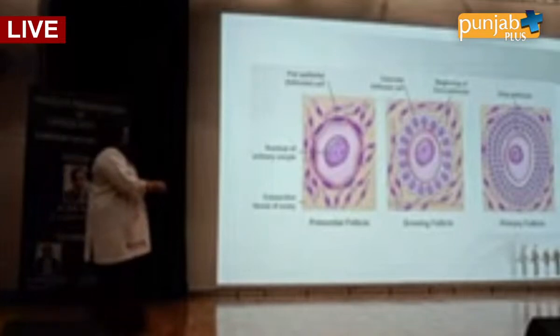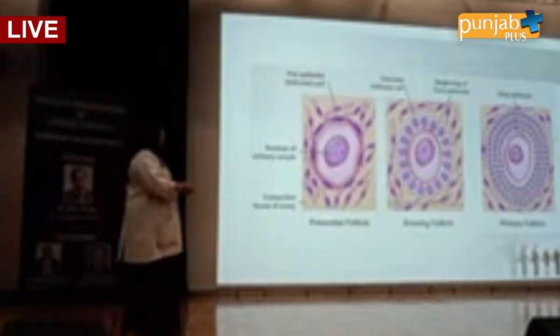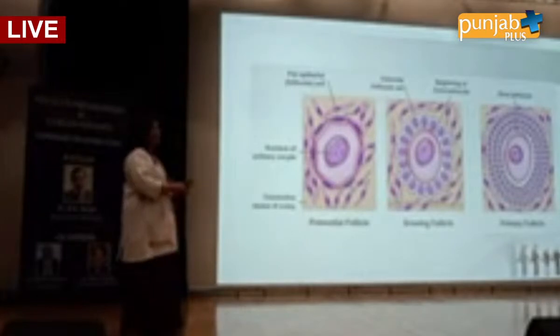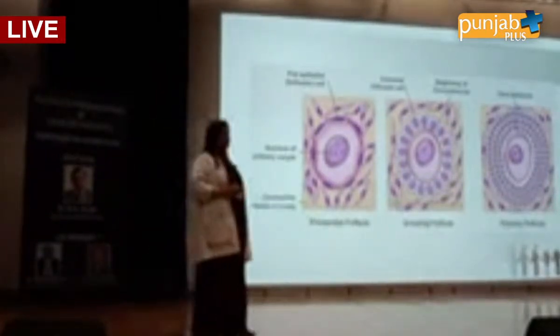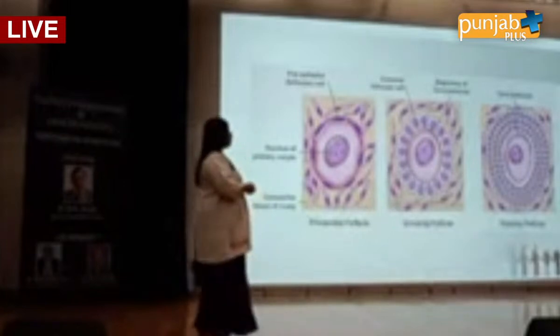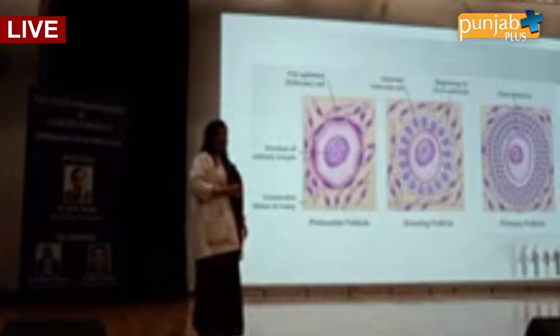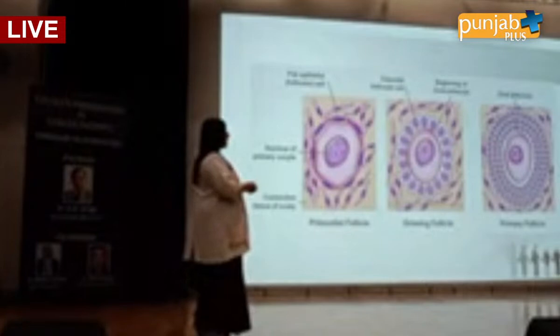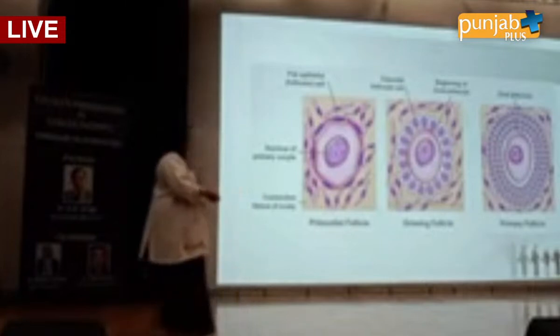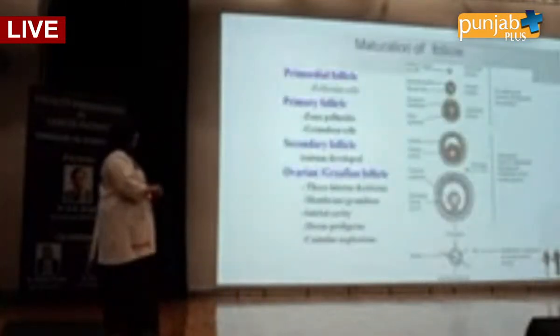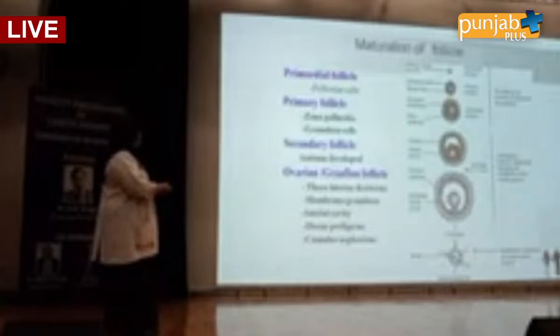and there is proliferation of the granulosa cells, and at this stage there is also the formation of one layer, the zona pellucida. This is mainly a glycoprotein secreted by the secondary oocyte and the granulosa cells. It is present between the oocyte and the granulosa cell. This is the zona pellucida. So these are the stages. This is the secondary follicle.